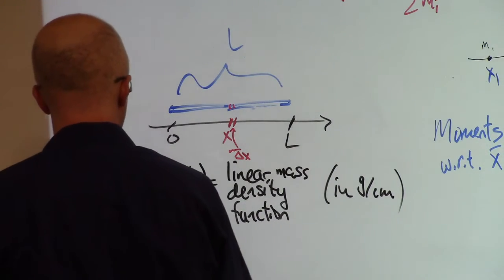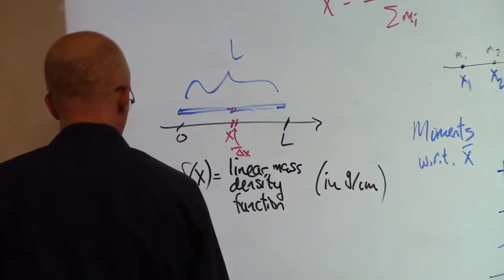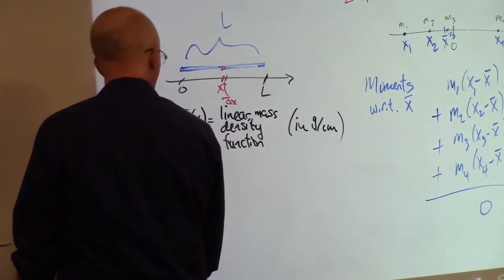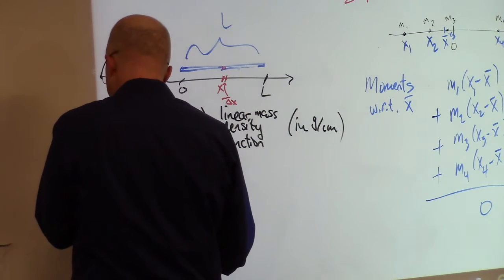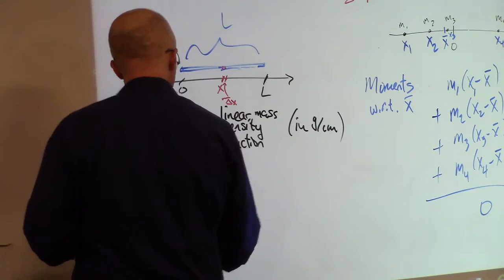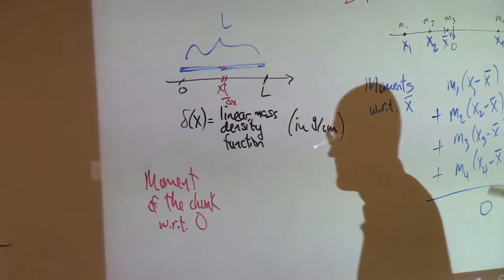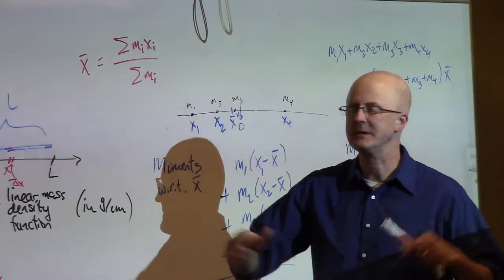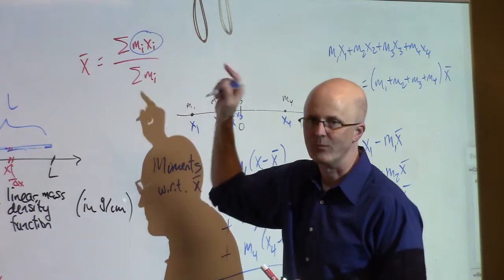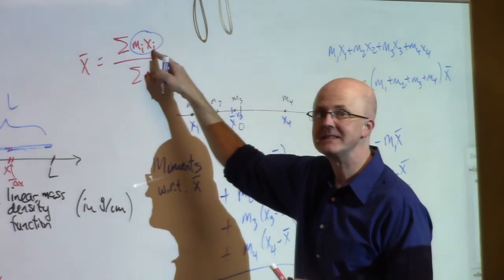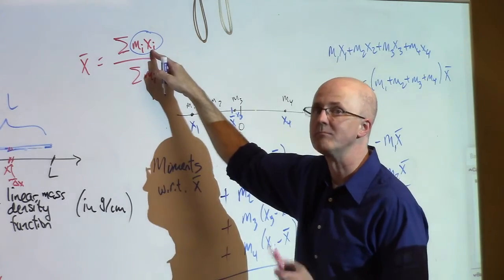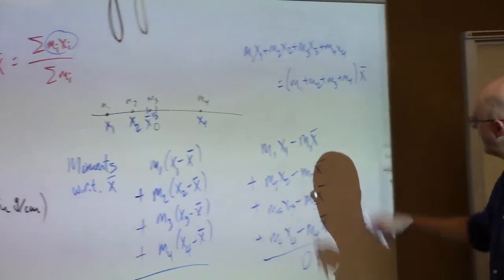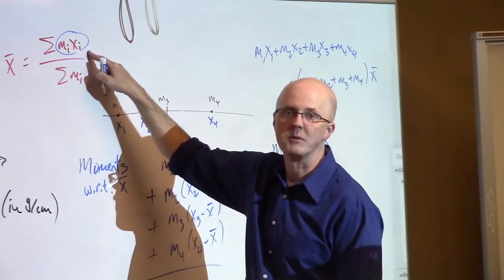What is the moment of the chunk with respect to the origin? Zero. Before I figure that out, I should remark that in this formula for the center of mass for a discrete set of particles, let me re-emphasize one more time, I did say it, that each of the things that you were adding up in the numerator were moments with respect to the origin. These were moments with respect to x bar, but when I derived the formula for x bar, these are now moments with respect to the origin.